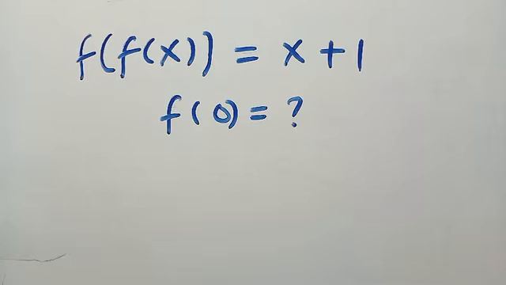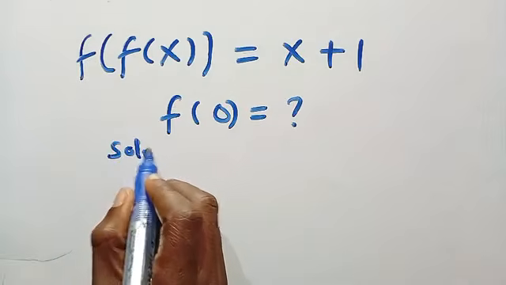Here we have an interesting functional equation, and in this video I'm going to be showing you three different things to arrive at f of 0. First, I will show you how to find f of 0. Second, I will find the general format for f of x, and also prove that the answer is correct by substituting the value of f of x back into the original function. So let's get into it. Let's consider the solution from here.